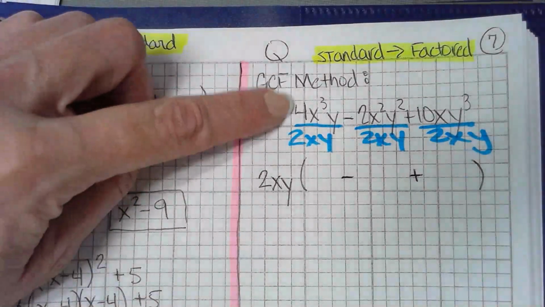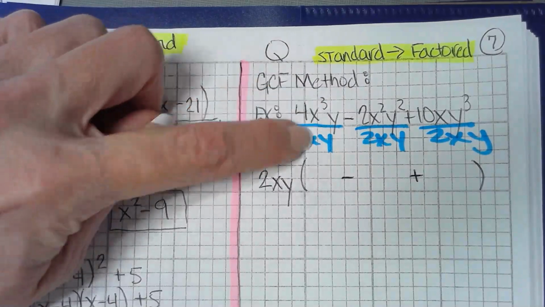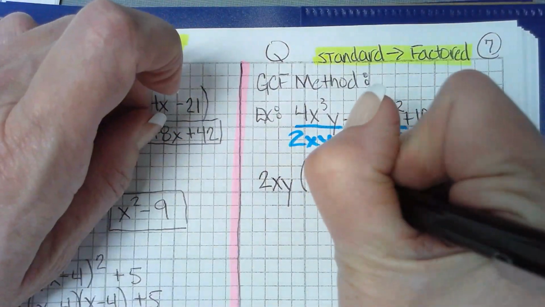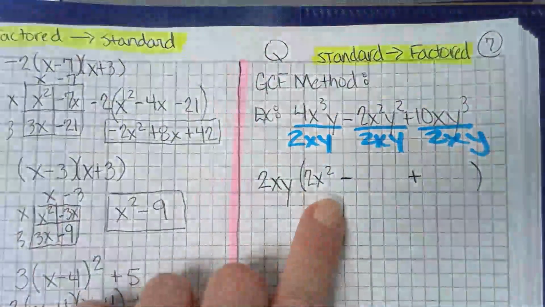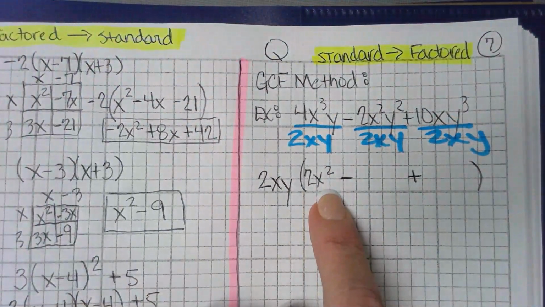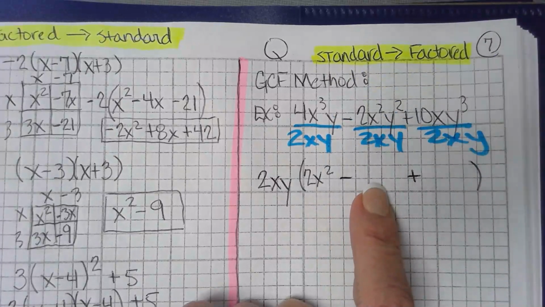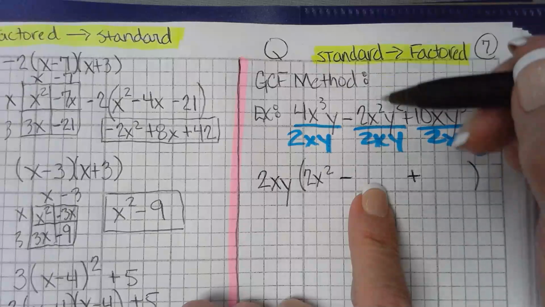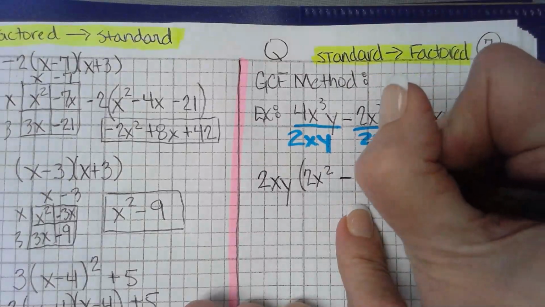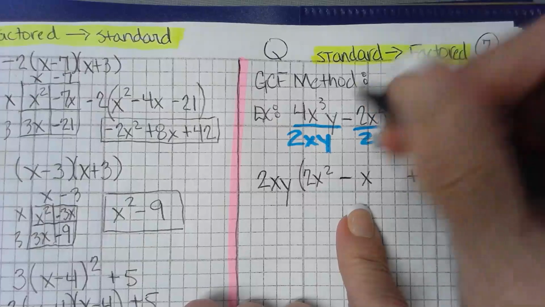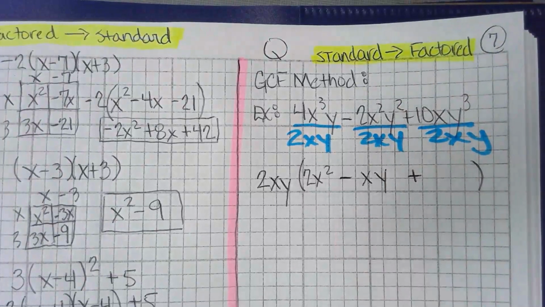So when I divide this first term, I get a 2. I subtract powers, so that's going to be 2x squared. Do I put a y in that slot? No, I do not. Y's cancel. 2's cancel, so technically that's a 1. When I subtract, I have an x to the first power. When I subtract, I have a y to the first power.